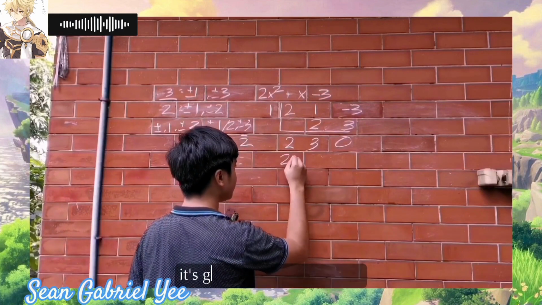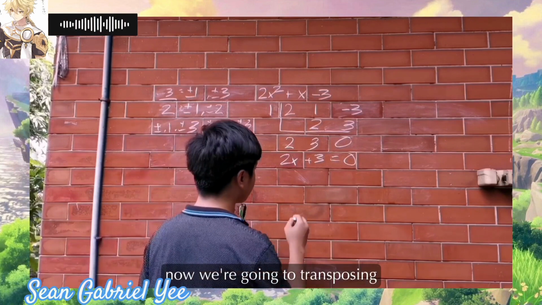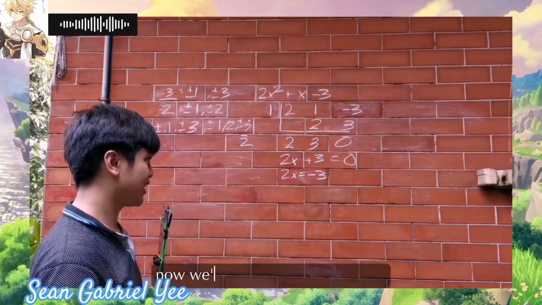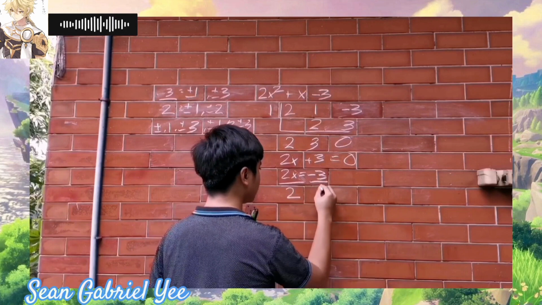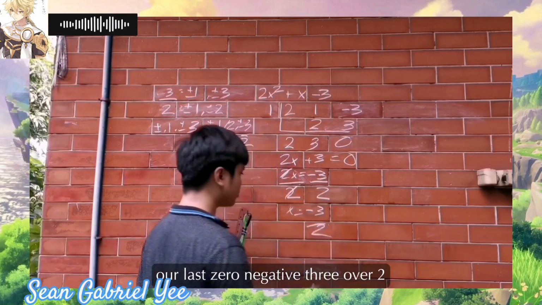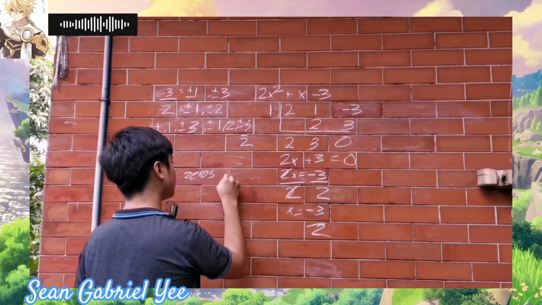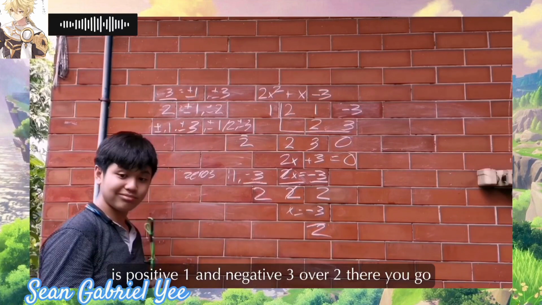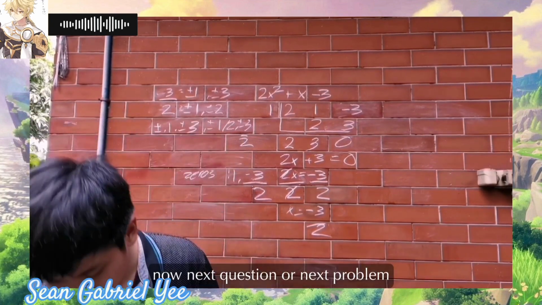Now factoring. It's going to be 2x plus 3 equals 0. Now we're going to do transposing. So it's going to be 2x equals negative 3. Now we're going to isolate the x. So we're going to divide both sides by 2. Cancel, cancel. There you go. Our last 0 is negative 3 over 2. So our zeros for this one are positive 1 and negative 3 over 2. There you go. Now, next problem.